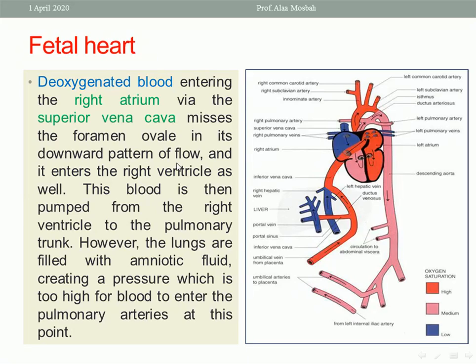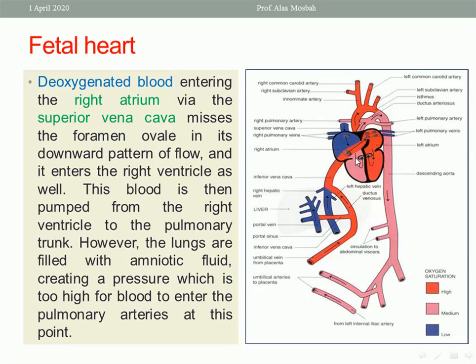Okay, the deoxygenated blood enters the right atrium via the superior vena cava. This is the superior vena cava. As you see, it looks blue because it is deoxygenated blood. This blood will miss the foramen ovale and will descend through the valve here to pass from the right atrium to the right ventricle. The blood is then pumped from the right ventricle to the pulmonary trunk here.